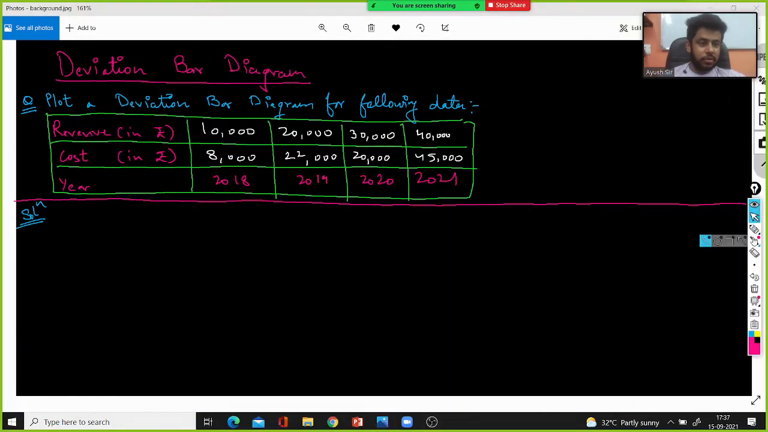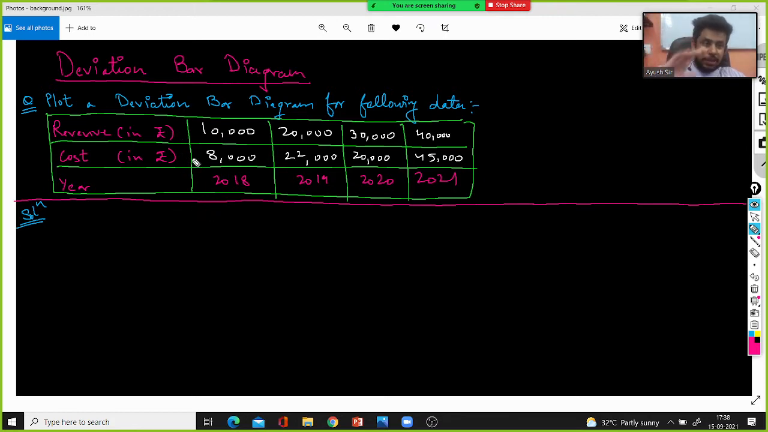Okay, everyone. Deviation bar diagram. Deviation bar diagram is one of the easiest diagrams among all the bar diagrams. इसमें बस एक चेंज किया जाता है कि आपका नेगेटिव एक्सिस भी बनेगा. For example, in this question we are given revenue and cost of a company.